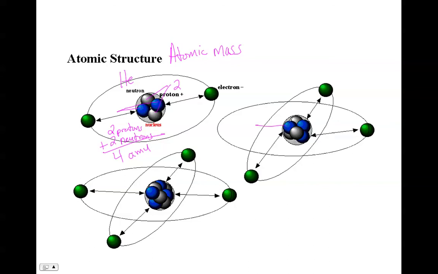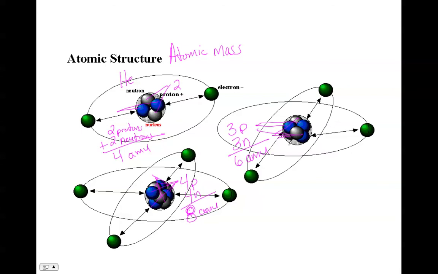So if this was a lithium atom, over here we have 3 protons. I'm just going to put a P next to it. 3 neutrons. So it has an atomic mass of 6 atomic mass units, 6 AMU. And over here we have beryllium. We have 1, 2, 3, 4 protons and 1, 2, 3, 4 neutrons. So this beryllium atom has an atomic mass of 8 atomic mass units, 8 AMU.